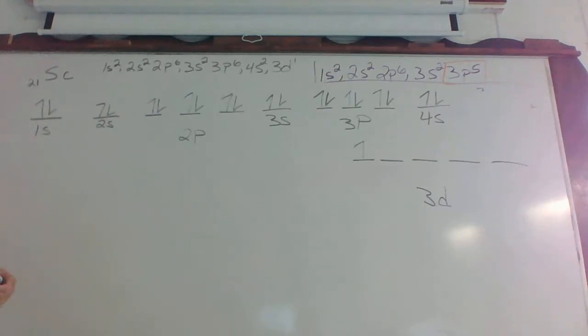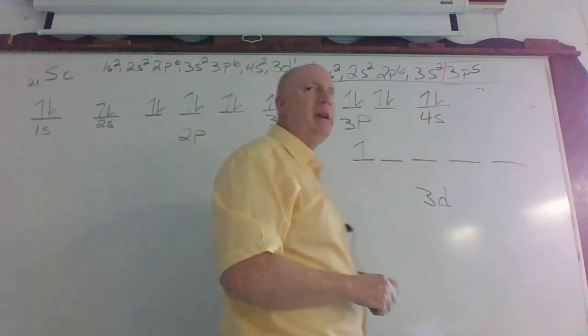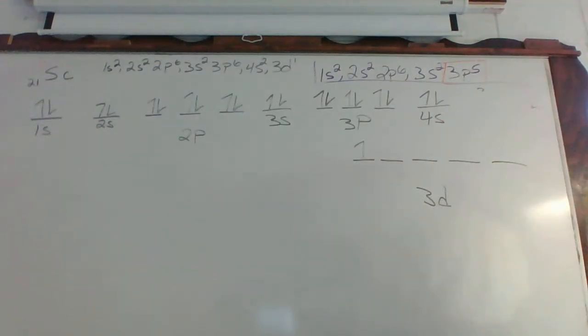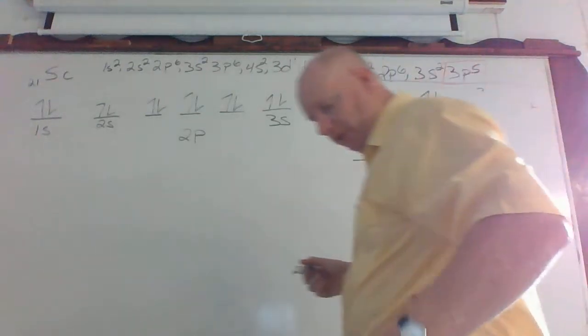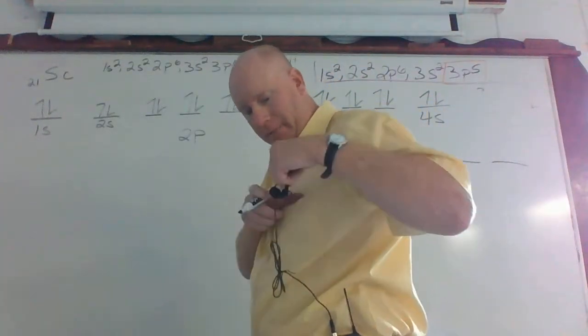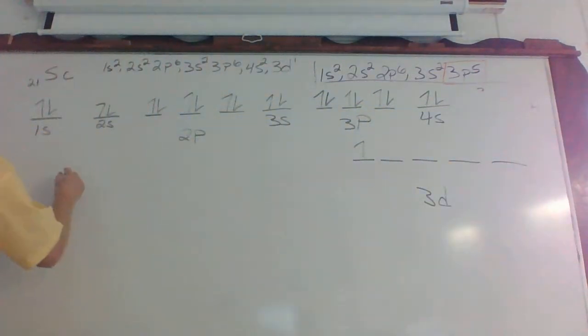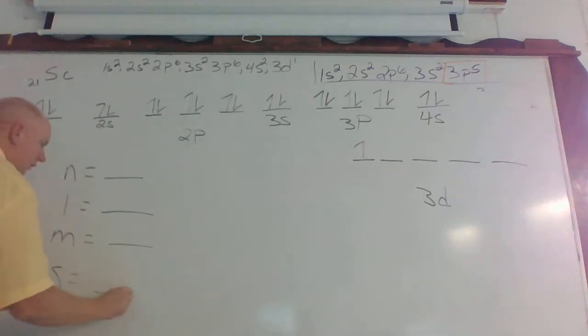The arrows, whether they're up or down, pertain to the spin. If it's up, it's 1/2. If it's negative, or if it's down, it's negative 1/2. So what that means then, okay, we're going to go ahead and put in our 4 quantum numbers and our variables, N, L, M, M and S. Okay?